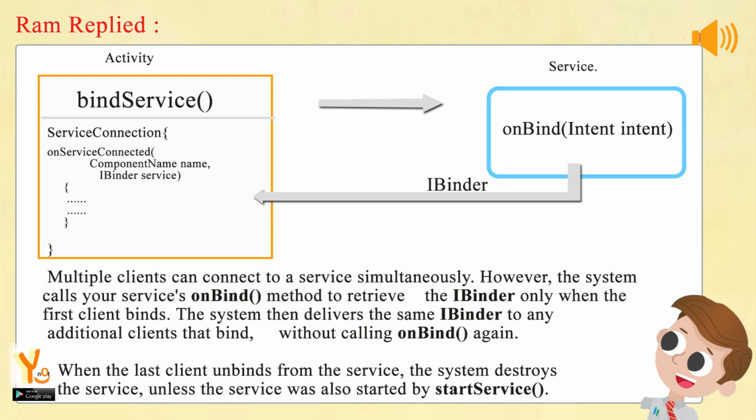Multiple clients can connect to a service simultaneously. However, the system calls your service's onBind method to retrieve the IBinder only when the first client binds. The system then delivers the same IBinder to any additional clients that bind, without calling onBind. Again, when the last client unbinds from the service, the system destroys the service, unless the service was also started by startService.